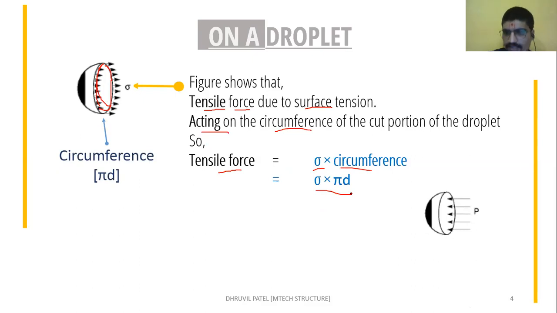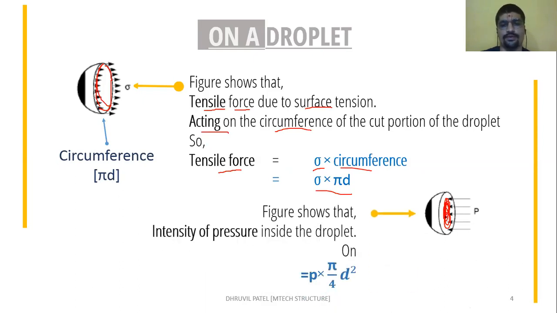Now, the internal pressure, as I explained earlier in the first slide. Where does the internal pressure occur? The internal pressure will occur in the internal hollow area. The figure shows the intensity of pressure inside the droplet acting on the area. The area is pi by 4 t square, which is the simple equation of the area of a circle, pi by 4 into t square.